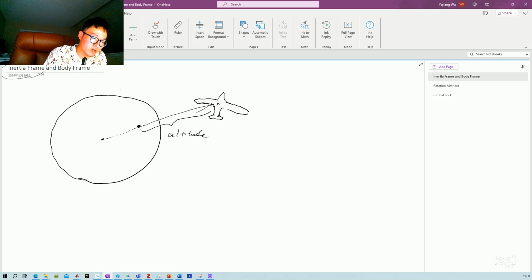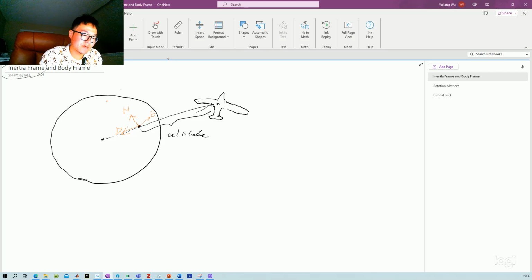And this point here, if we define a so-called inertia frame, it is always pointing towards the North Pole, which is north, and then to the east, and then the z direction is pointing down to the ground, to the center of the Earth. So that frame is essentially called an inertia frame.